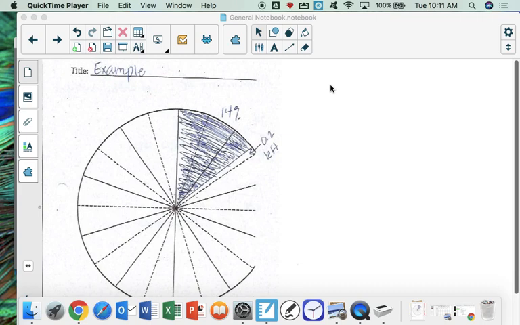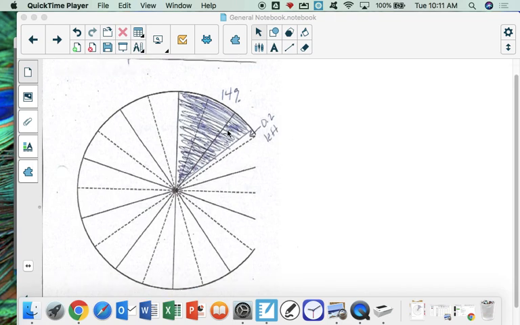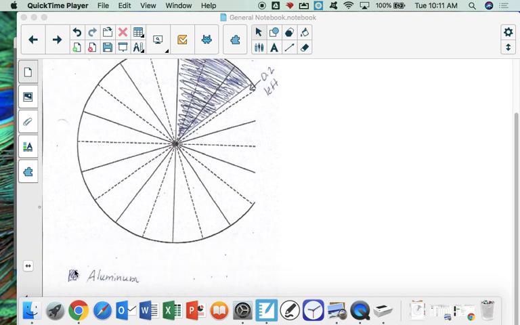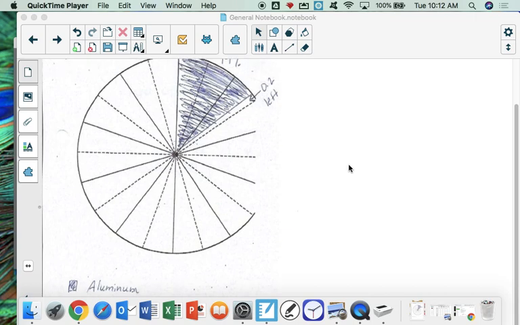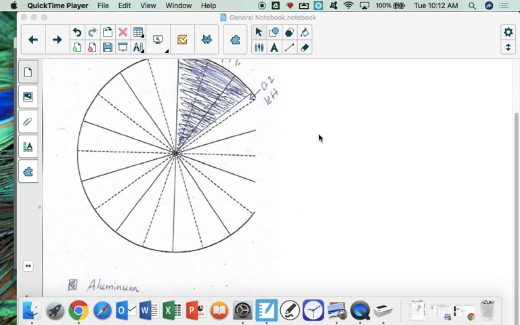Here is an example pie graph. If you've noticed, I've filled out just one wedge here that says 14%. And I've color-coded that to say this is aluminum, and here's how I knew this. In the book it told me that a computer is 14% aluminum.